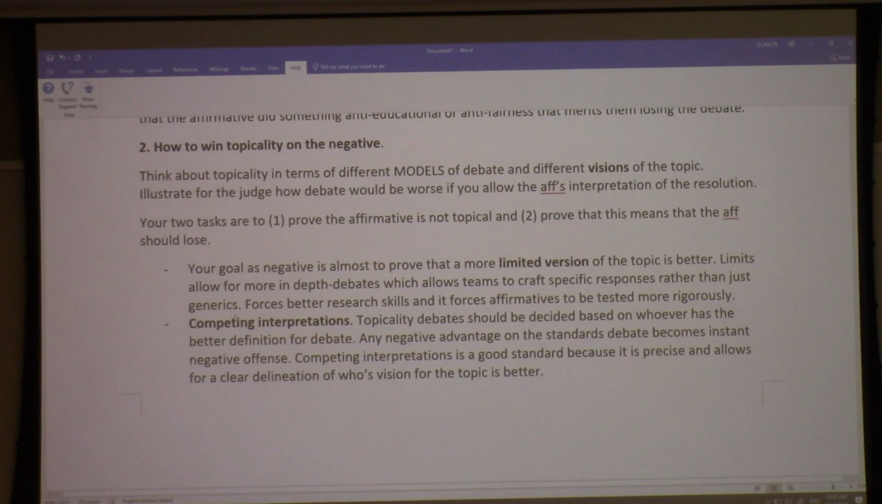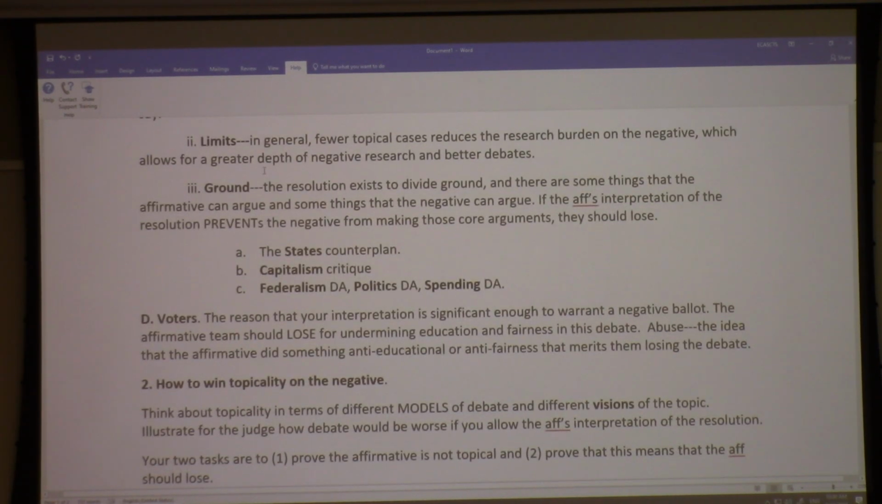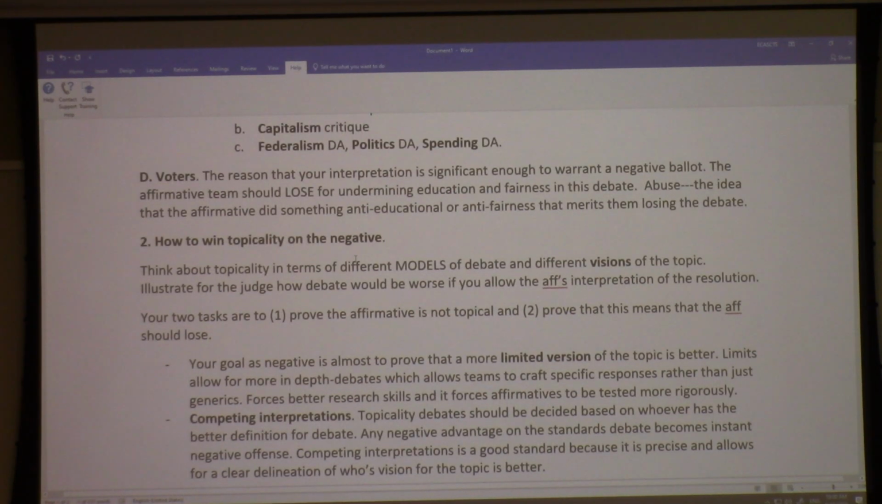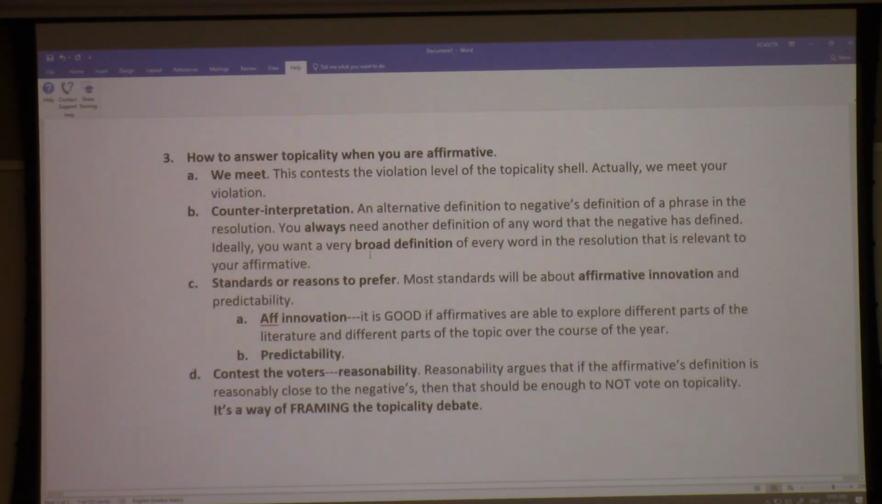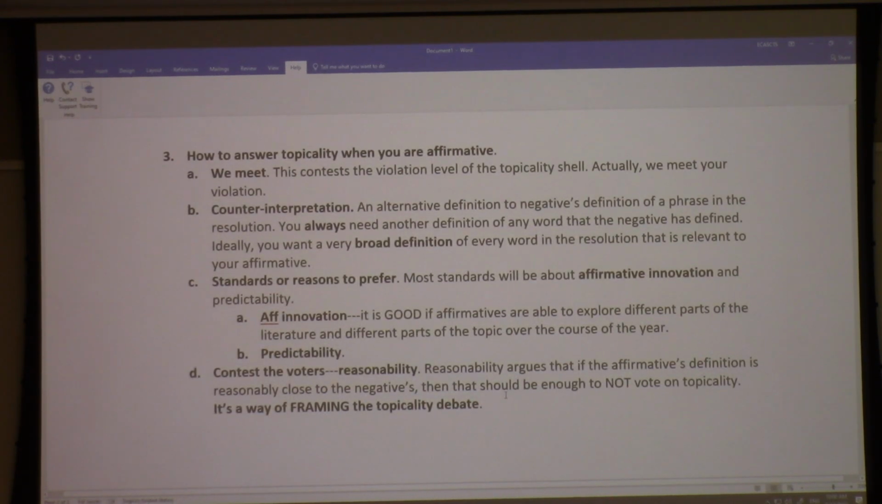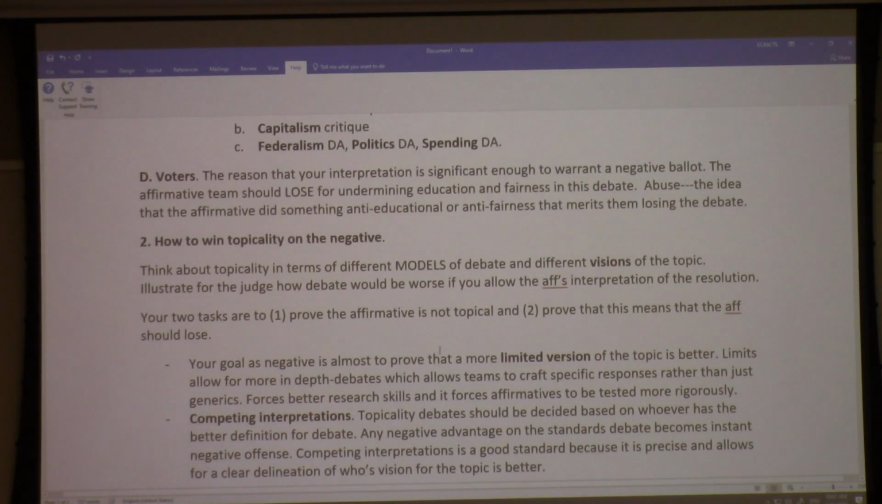Competing interpretations would say that if the negative proves that there is one more affirmative that the negative would be required to debate, and they have proven that limits are a good thing, then the negative should win the debate because a more limited topic is better, and they've won that one more affirmative will be included, and that is a bad thing. Reasonability would counter that sort of way of thinking about topicality, and argue that if these definitions are reasonably close to one another, then that should be enough for the affirmative to win the debate.